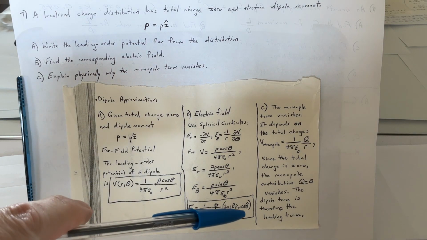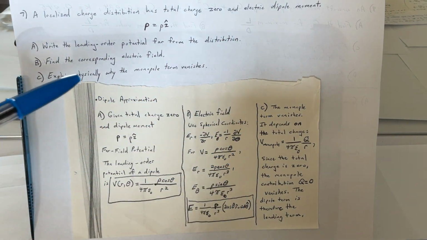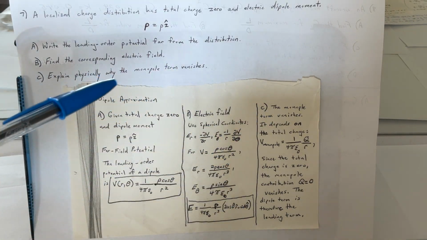That's a plus sine theta theta hat. Sorry about that. Letter C, explain physically why the monopole term vanishes.